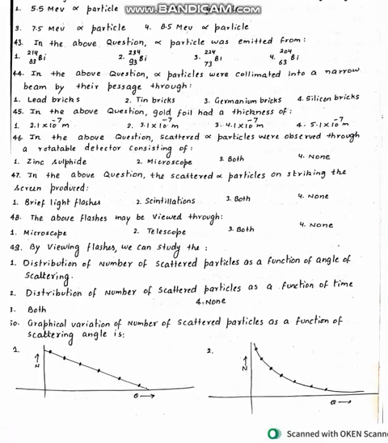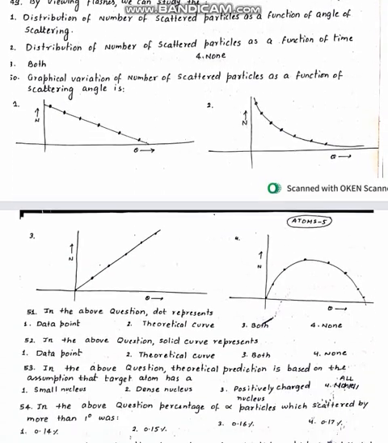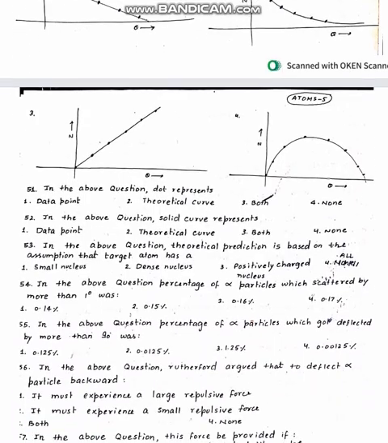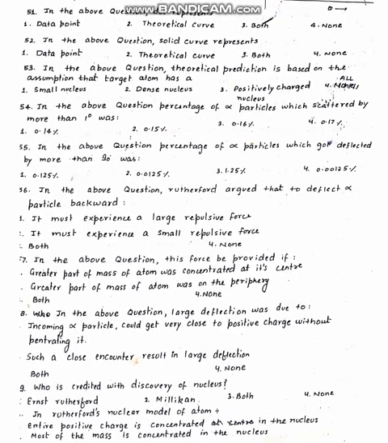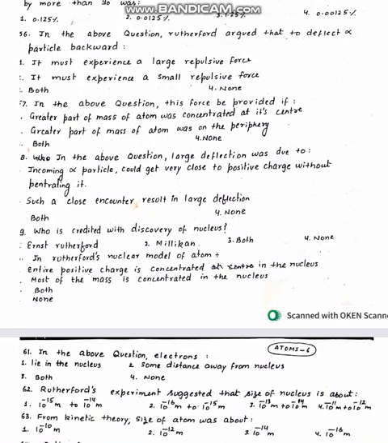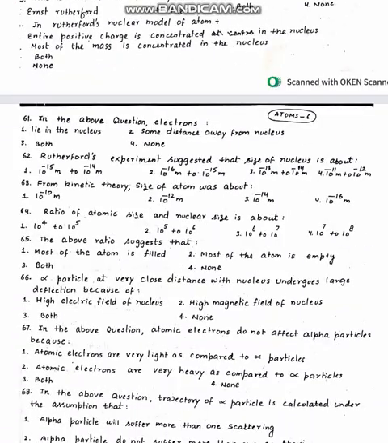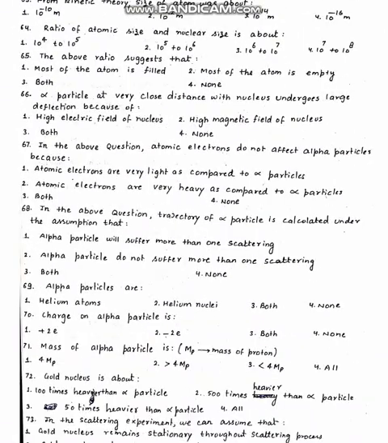Then we have some theoretical questions based on Geiger-Marsden experiment, thickness of gold foil, graphical variations of scattered particles as a function of angle. Then certain statistics based questions on that. Then we have questions based on atomic size and nuclear size.